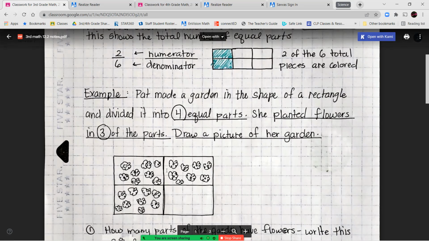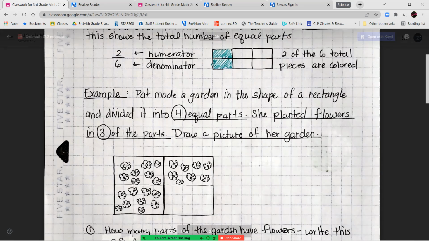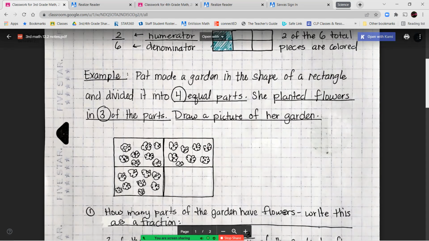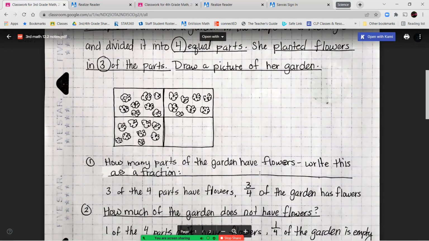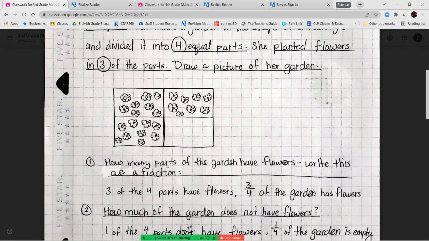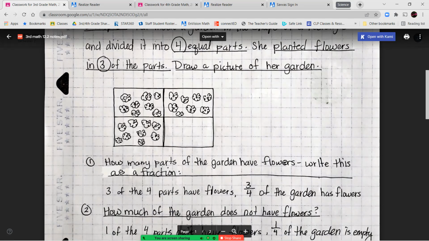And then I drew flowers in 3 out of the 4 parts, or I could have just shaded them in if I wanted to. So the question says, how many parts of the region have flowers? Write this as a fraction. So I know 3 out of my 4 parts have flowers. So that's 3/4 of the garden that has flowers in it.